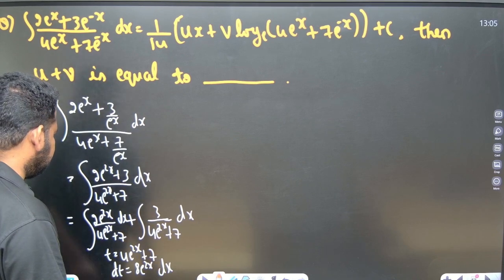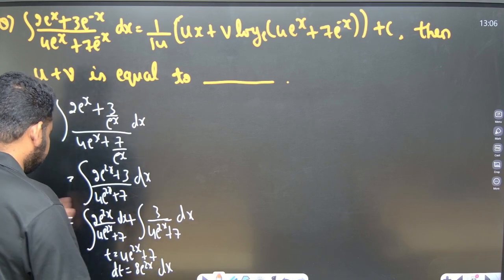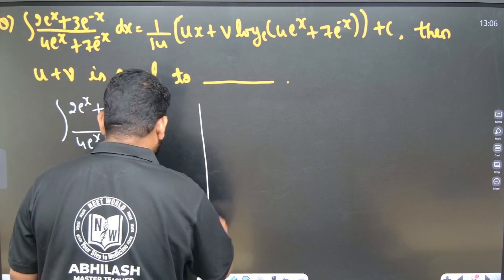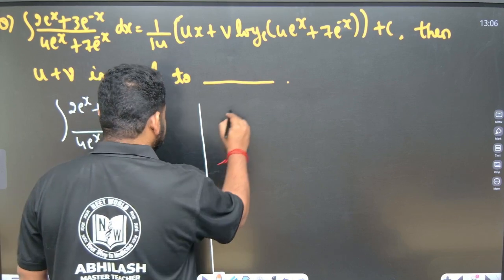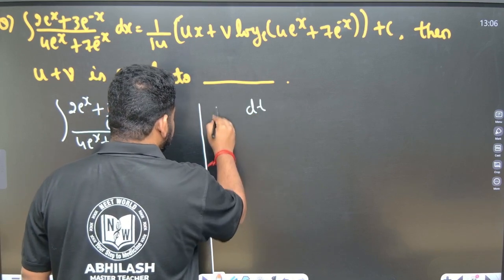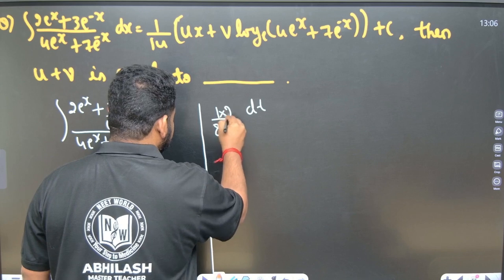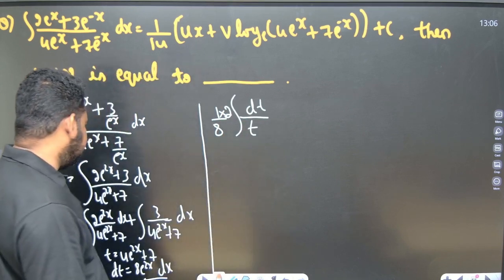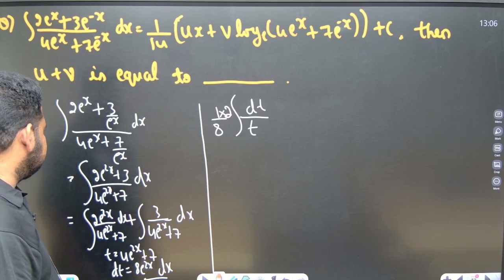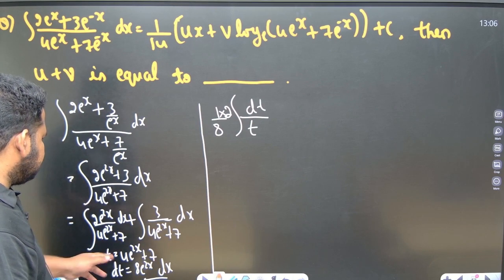So I want only e power 2x dx, and 2 will be outside. So e power 2x dx will become dt by 8. Actually here 2 will also be there, into the integral of dt by t. Okay, this is what I will get. Now for this one it is fine.